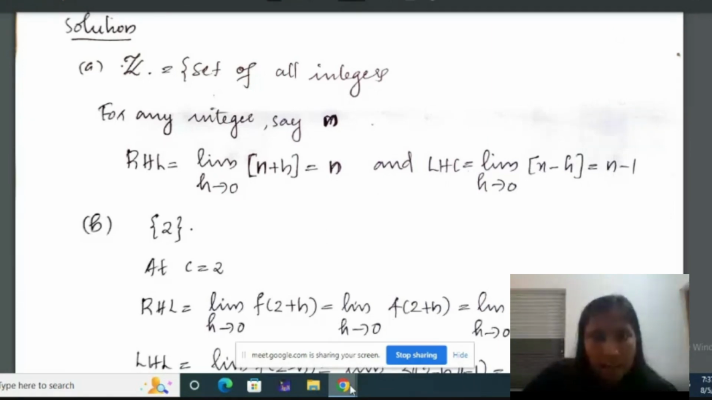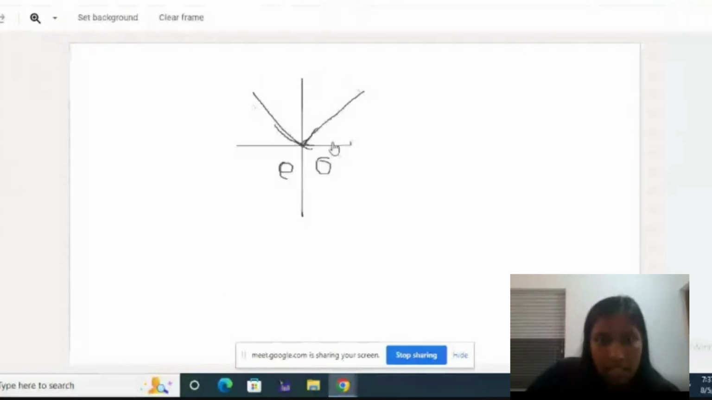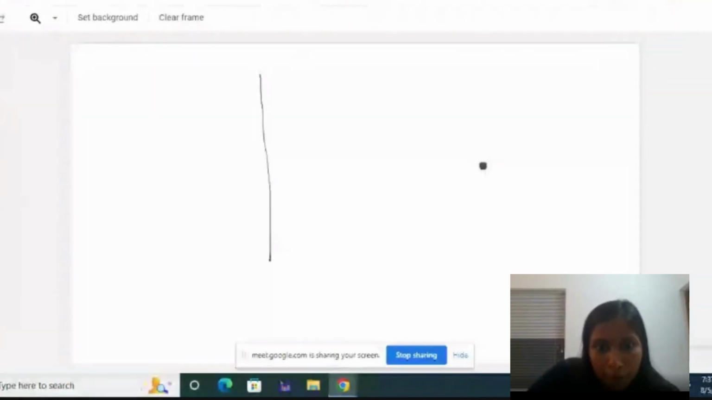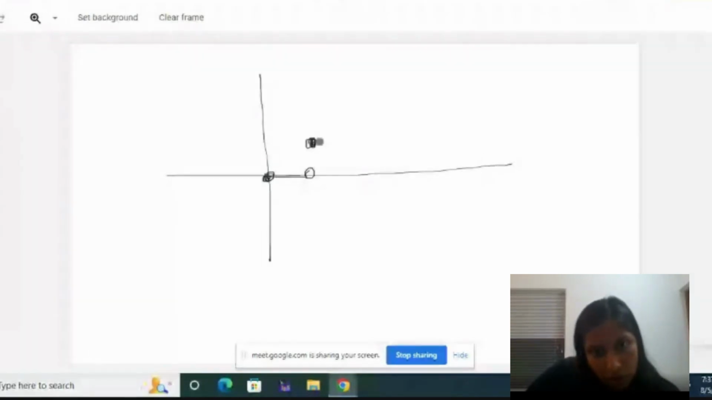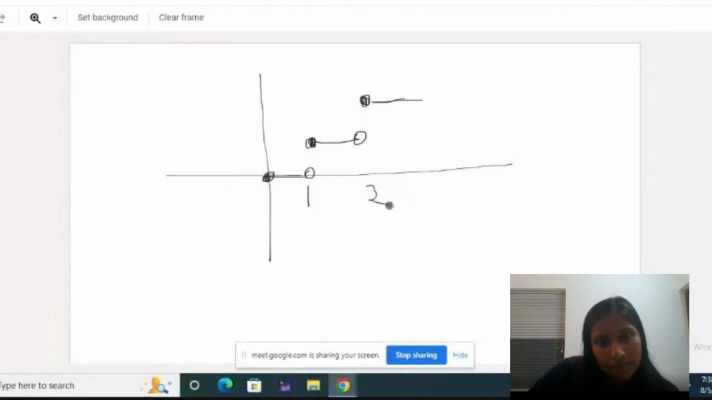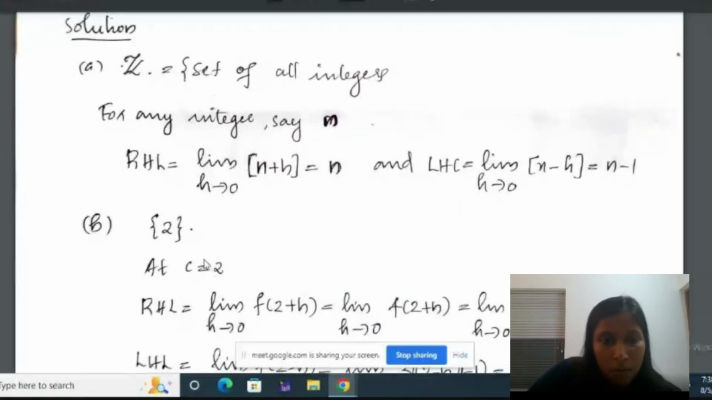We can also solve this if we know the graph of the greatest integer function, which is a common function. Its graph goes like this. At 0, its value will be 0, and from 0 to 1, its value will be 0. At 1, there's a jump like this. From 1 to 2, its value will be like this. At 2, there's a jump. Its value will be 2, and it goes like this. So we can see from the graph itself that there's a break at every integer point. So Z is the answer for option A.